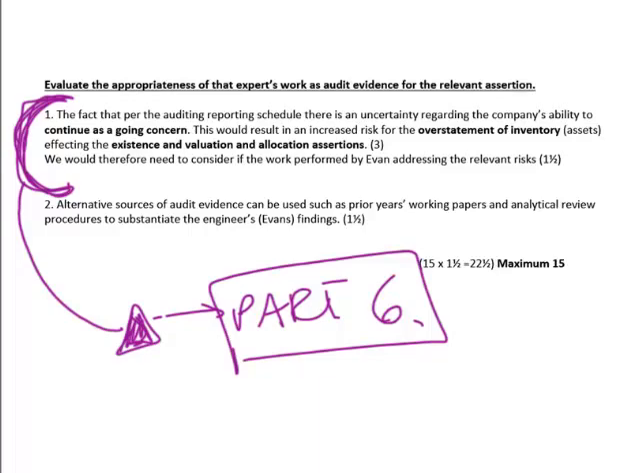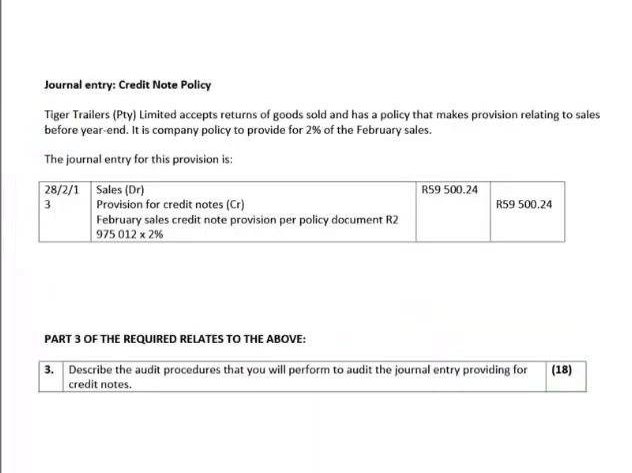Okay, we're going to move on to part 3 of our required. So this one is we need to do the substantive procedures for a journal entry adjustment. Remember, whenever there is an adjustment to something in the accounting records, especially like a credit note policy or something, we need to make sure that those journal entries are correct. So it says here, describe the audit procedures that you will perform to audit the journal entry providing for the credit note. So what are we going to do substantively wise? What are we going to do to make sure that that journal entry is actually appropriate?